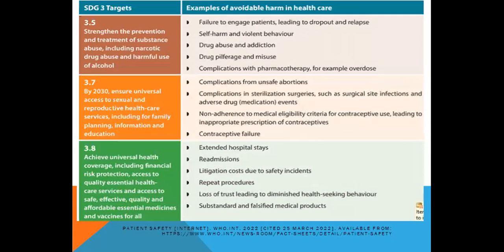In a similar way, 3.5 includes failure to engage patients, self-harm and violence, drug abuse and addiction. 3.7 includes complications of unsafe abortion and non-adherence to medical eligibility criteria, and 3.8 is to achieve universal health coverage, including financial risk protection, which includes extended hospital stay, readmission, and repeated procedures.